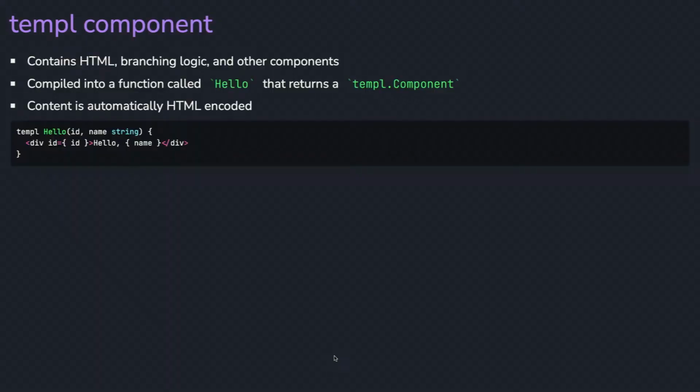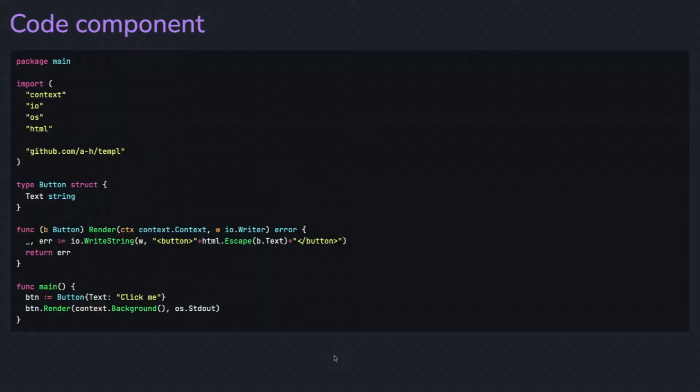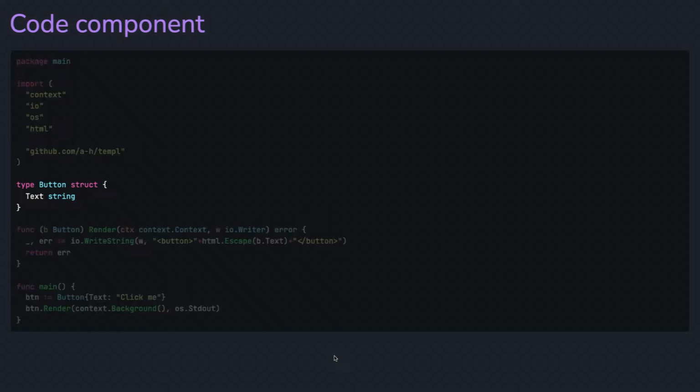So this thing here, the Templ component, produces some code that implements the templ.Component interface. But you can also implement it in code. So you can, here I've defined a button.